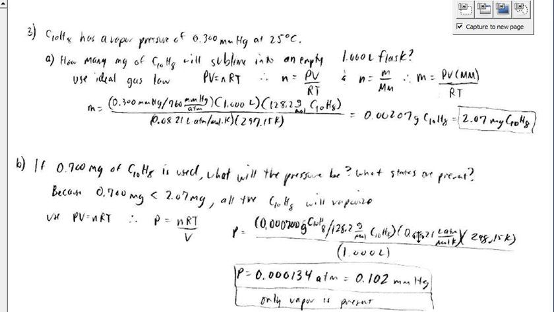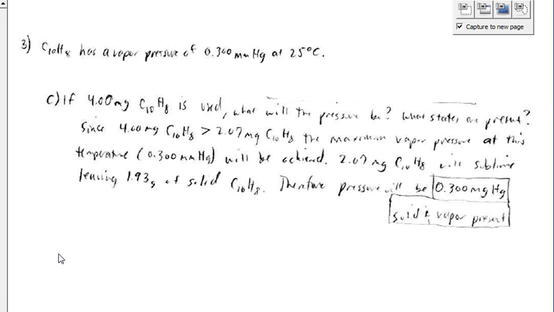Volume's on the bottom, we've got our R, we've got temperature, must use Kelvin, and then here you've got your number of moles, which is mass over molar mass. And you find out that you get a pressure of 0.000134 atmospheres, which is the same as 0.102 millimeters of mercury. And then since all of it is going to vaporize, since 0.7 milligrams is less than 2.07 milligrams, you only have vapor present.